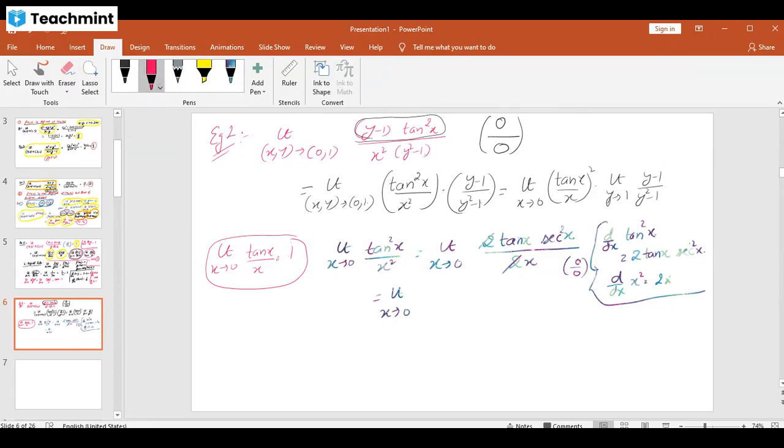So what is the derivative of the product of two functions? Derivative of the product of two functions is first function times derivative of second plus second function times derivative of first, right?